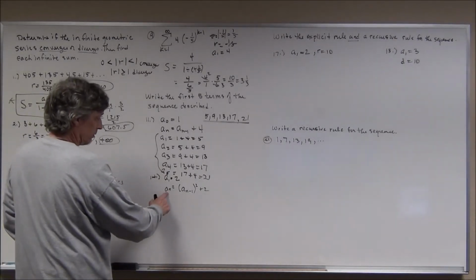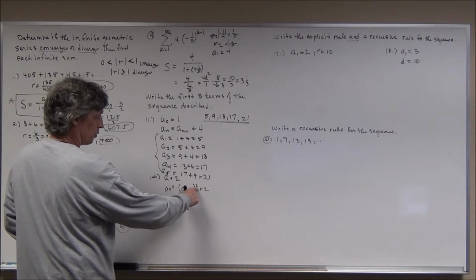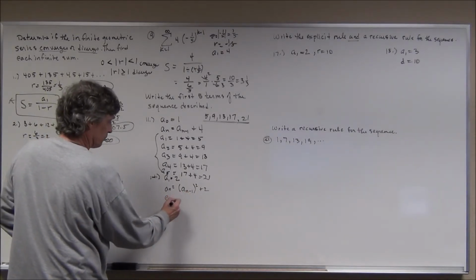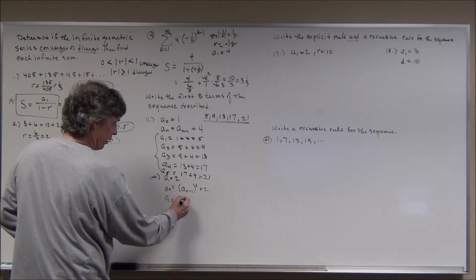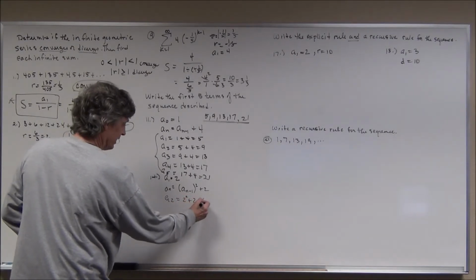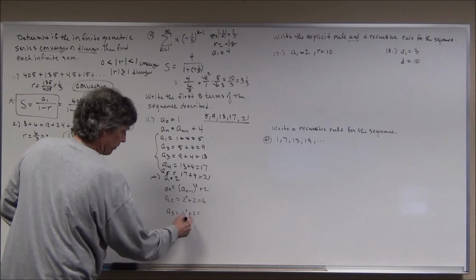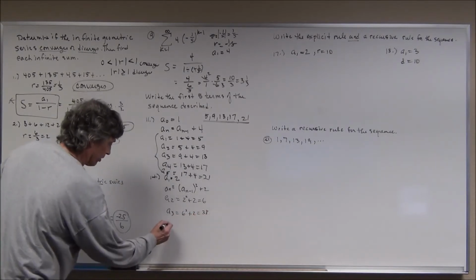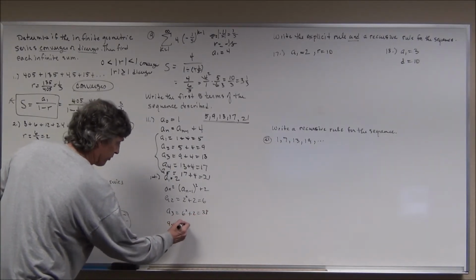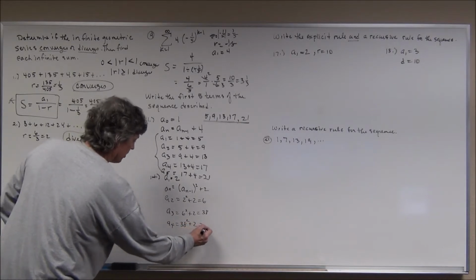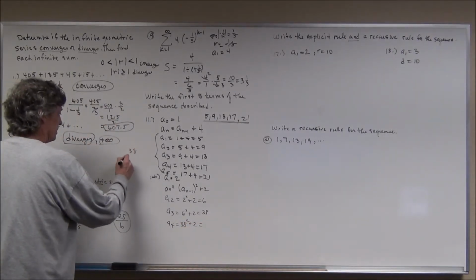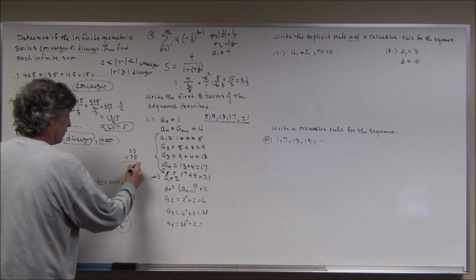So notice that a sub 2 would be a sub 1 squared plus 2. So a sub 2 would be the previous term squared plus 2, that's 6. A sub 3 would be 6 squared plus 2. That would be 38. Oh, this is getting big in a hurry. A sub 4 would be 38 squared plus 2. Oh, 38 times 38. I don't know if I'm going to be able to do the next one.